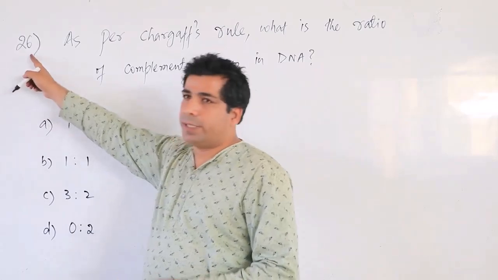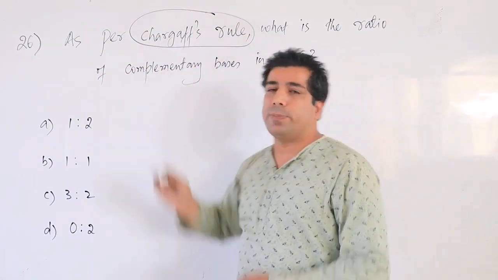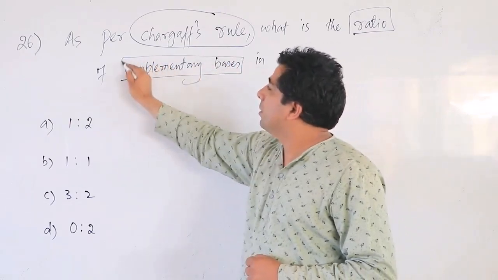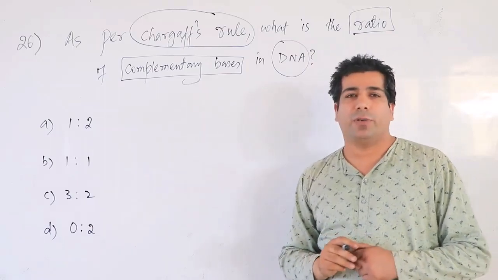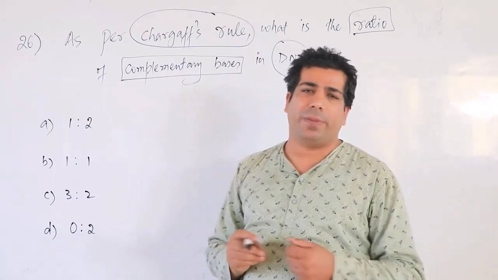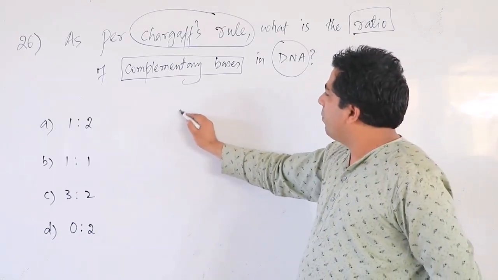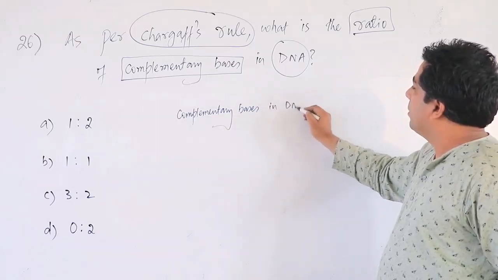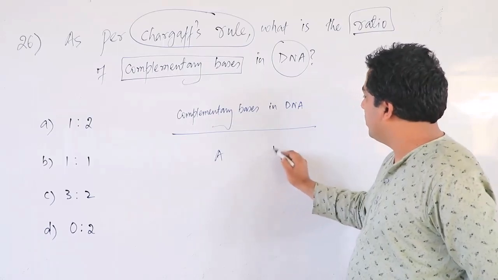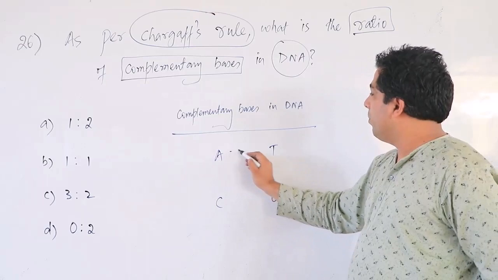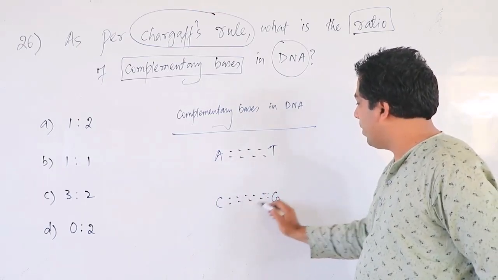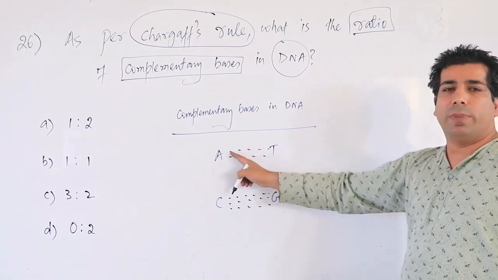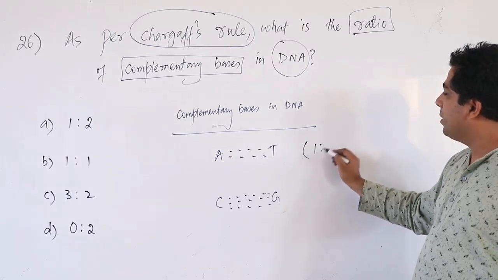Let's have a look at question number 26. As per Chargaff's rule, what is the ratio of complementary bases in DNA? So we have to find out the ratio between complementary bases, and we know what the complementary bases in DNA are: adenine versus thymine and cytosine versus guanine. They make 2 hydrogen bonds, and cytosine and guanine will make 3 hydrogen bonds, that we know. Adenine will always be equal to thymine. So the adenine-thymine ratio, these are 2 complementary bases, will always be 1:1.